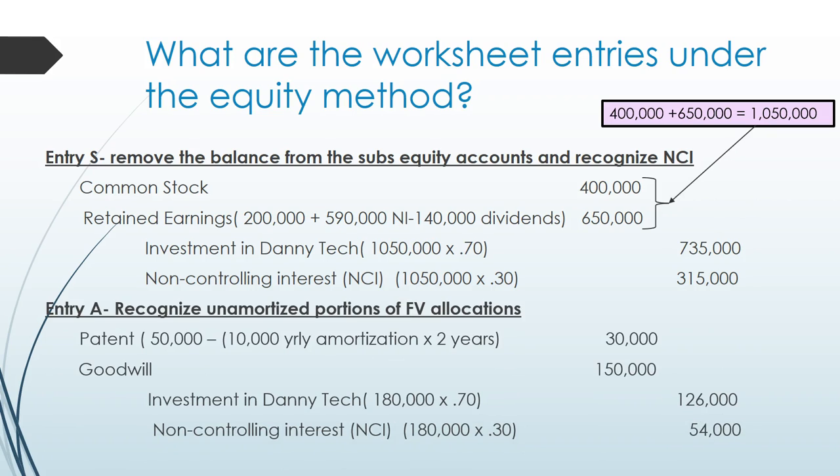The next entry we're going to do is we're going to recognize the unamortized portion of the fair value allocations. So the patent, now having been amortized for 2 years as of the beginning of 2018, because we would not have recorded on the books the $10,000 for the current year 2018. We book the goodwill $150,000, and then we're going to allocate that between the investment in Danny and the non-controlling interest.